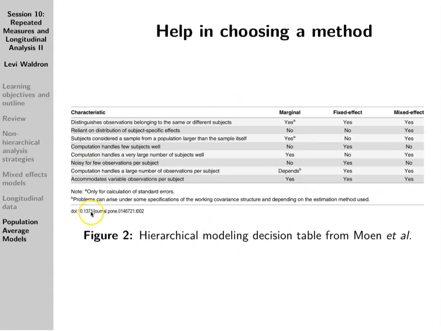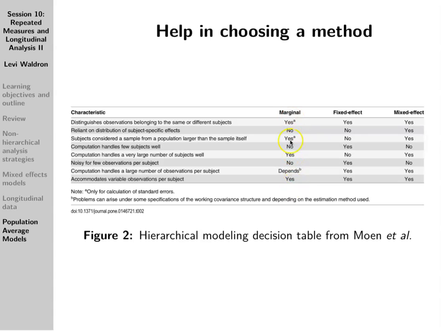This is from a paper, Mon et al., that you will have seen. It provides a list of pros and cons and help in choosing a method, and I'll just leave this here for you to look at. I won't go through all of them, but this is useful. And generally, I think that you're usually choosing between a marginal and a fixed effect model if you want a hierarchical analysis.